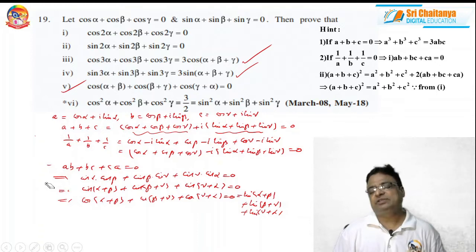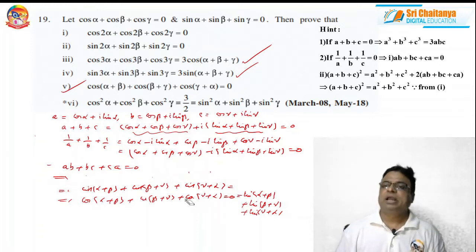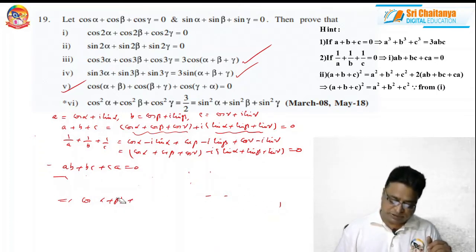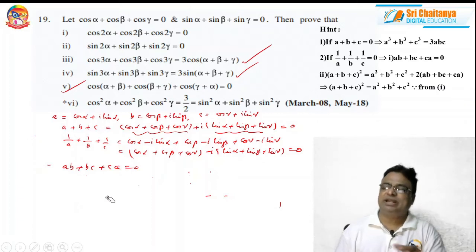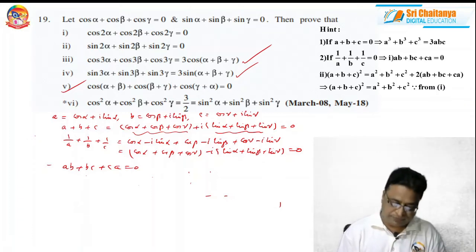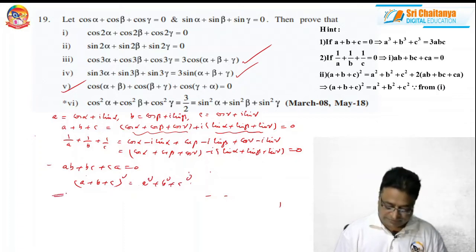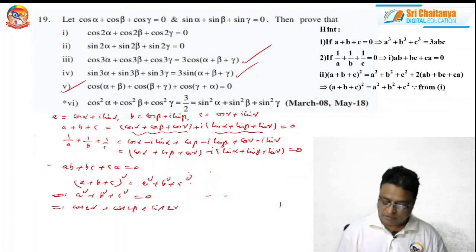Again, with the help of these two results, and by hint number 2 and the second part of the hint, what is a plus b plus c whole square? By the above equations 1 and 2, a plus b plus c whole square equals a square plus b square plus c square. But luckily, a plus b plus c equals 0. So a square plus b square plus c square again equals 0. What is my a square? That's cis 2 alpha plus cis 2 beta plus cis 2 gamma equal to 0.